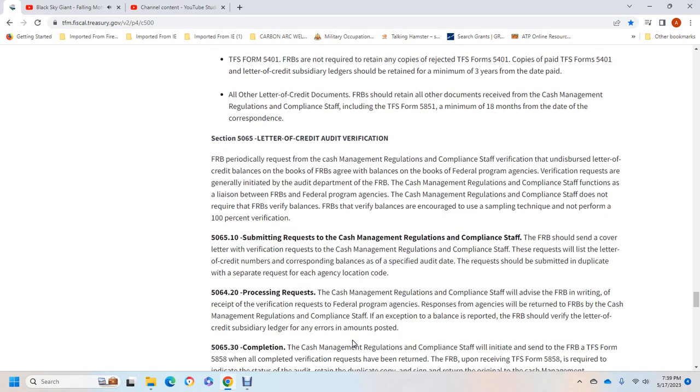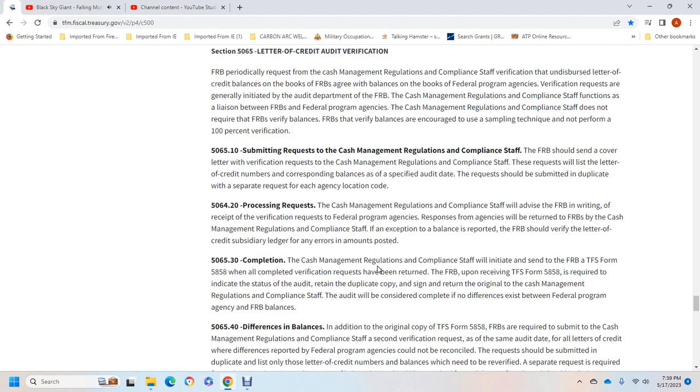5065 Submitting a request to the Cash Management Regulation Compliance staff. The Federal Reserve Bank should cover the letter with the verification request to the Cash Management Regulation Compliance staff. The request will list the letterhead, letter of credit numbers, and the corresponding balance for the specified audit date. The request should be submitted with a duplicate, with a separate request for each agency location code. Processing the request: the Cash Management Regulation Compliance Staff will notify the Federal Reserve in writing of the verification request, and the program agency responds to the agency return the Federal Reserve Bank, with the Cash Management Regulation Compliance Staff receiving the exemption balance report.